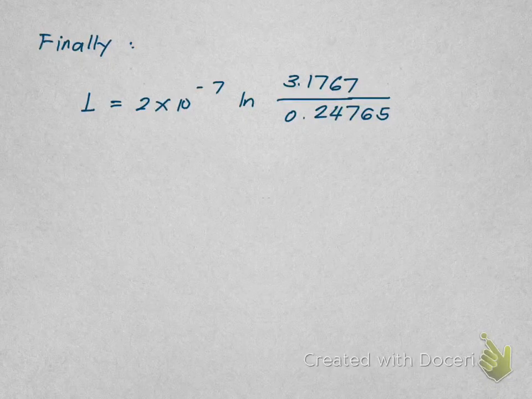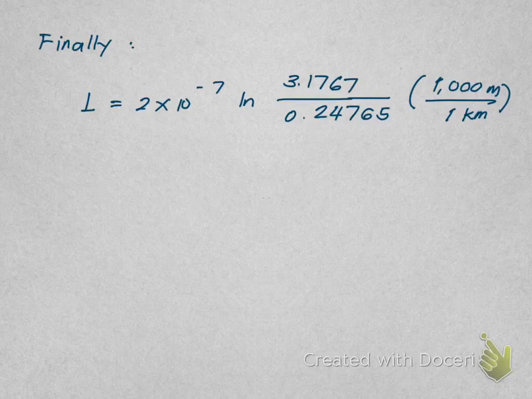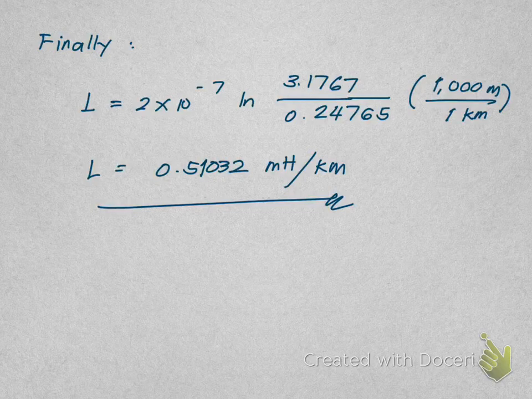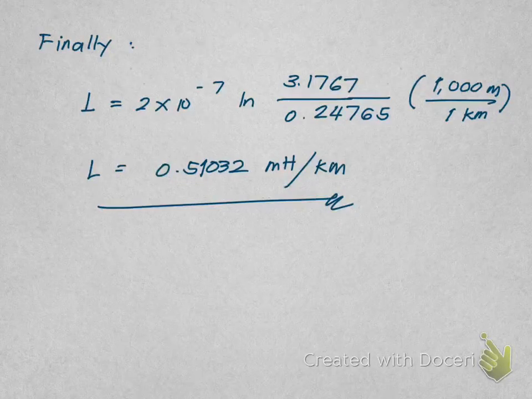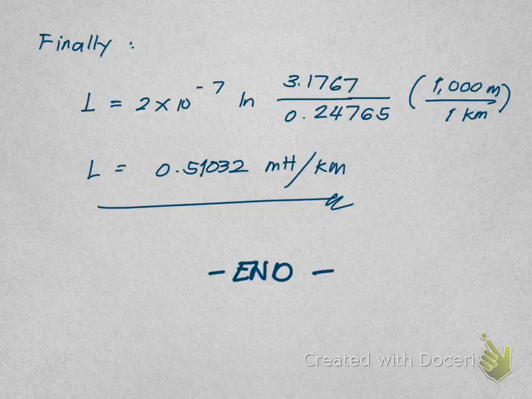Now that we have DSP and DMP, finally we have now this inductance, although we are asked to find the inductance in Henry per kilometer, so we multiply it here. So we get 0.51032 millihenry per kilometer. That's per phase. Okay, the end.